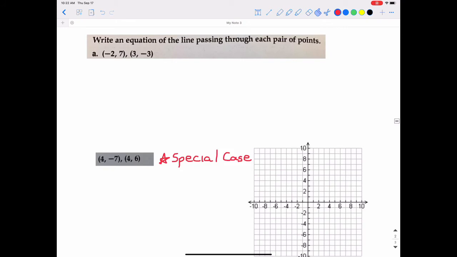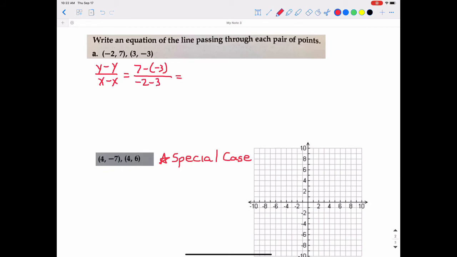This example is kind of the granddaddy of them all. It says write the equation of a line passing through each pair of points, and it just tells you 2 points. So they don't tell us the slope and they don't tell us the y-intercept at all. But from last section, we learned how to find the slope by using the slope formula. And we've already done that on the first example. Remember, that's y minus y over x minus x. So we will do 7 minus negative 3 over negative 2 minus 3.